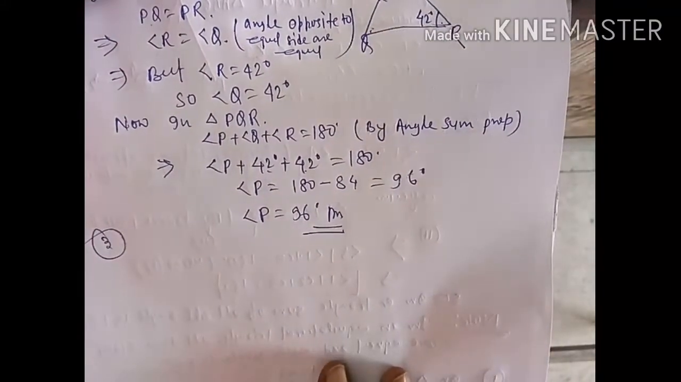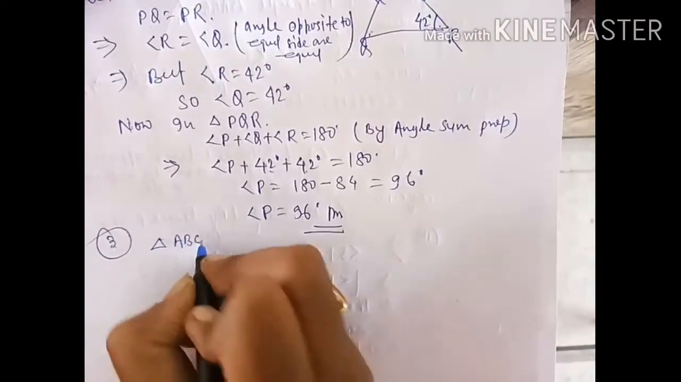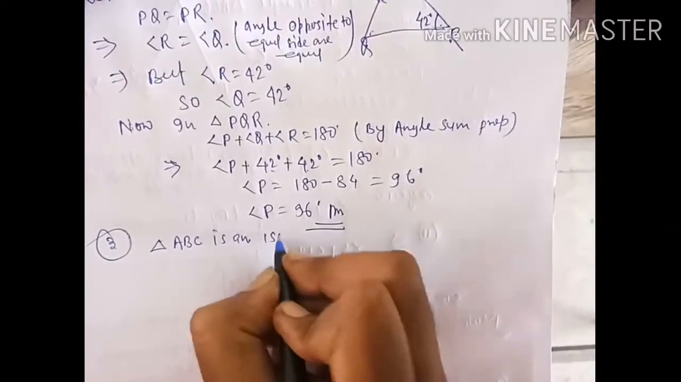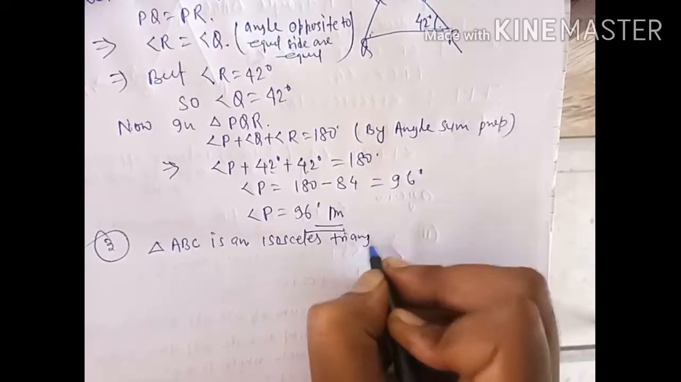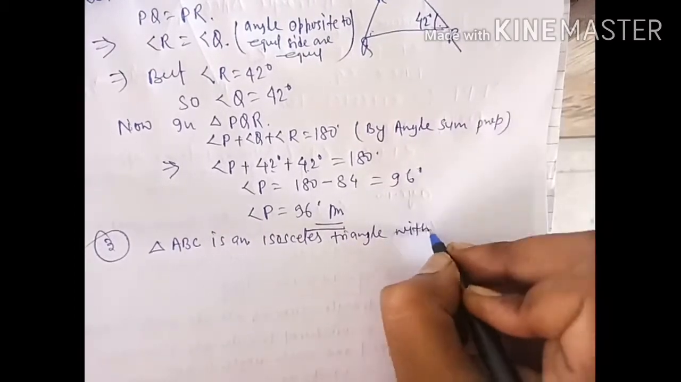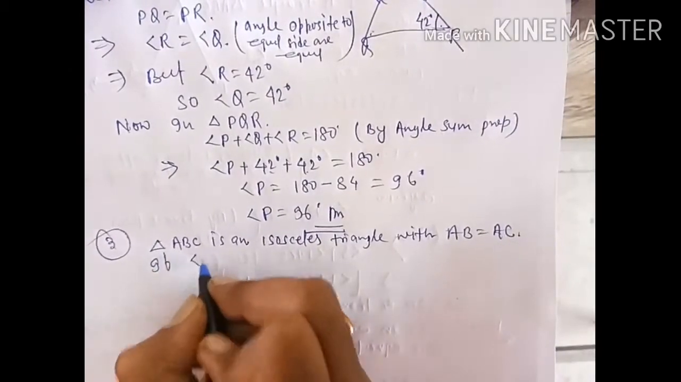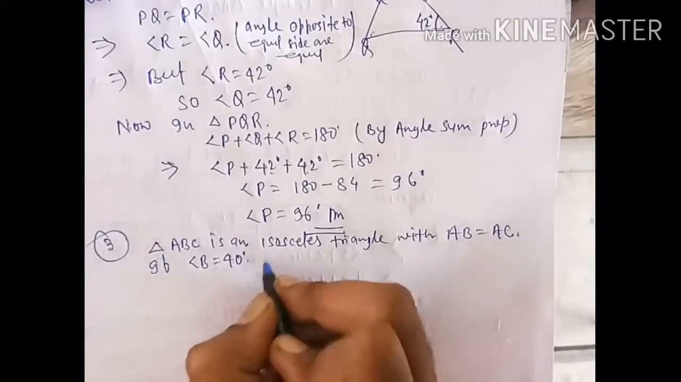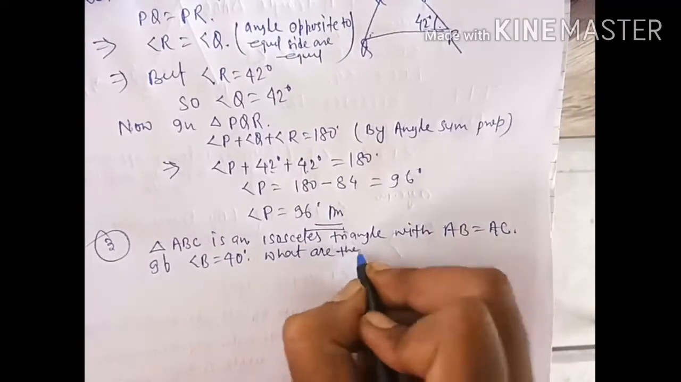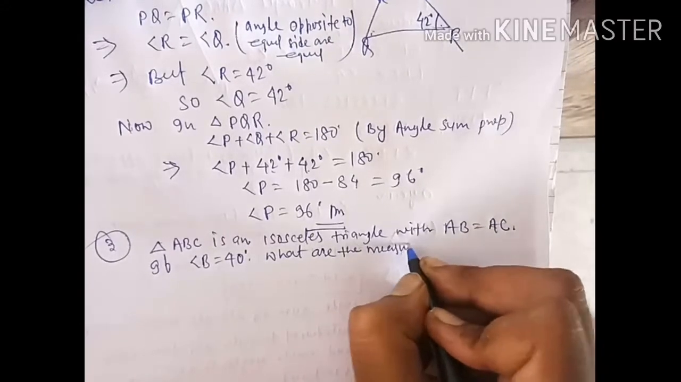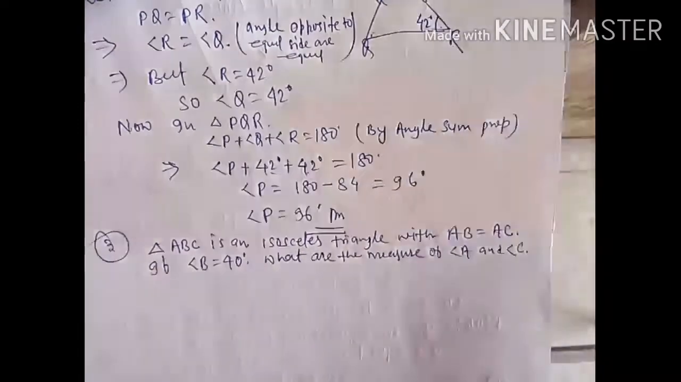In question number 3, triangle ABC is an isosceles triangle with AB is equal to AC. If angle B is equal to 40 degree, what are the measure of angle A and angle C?